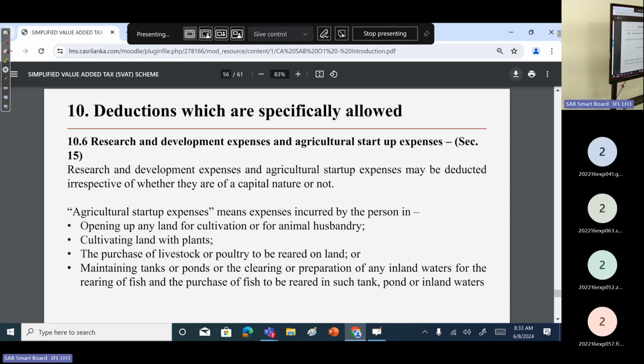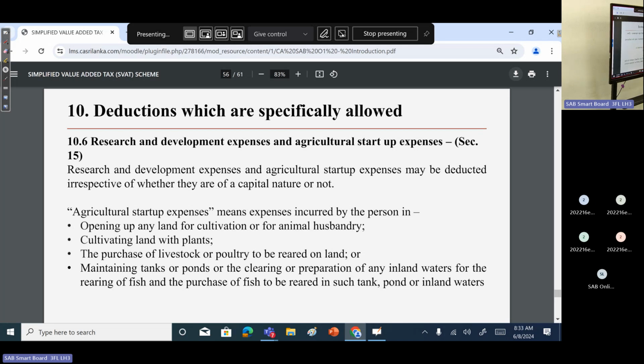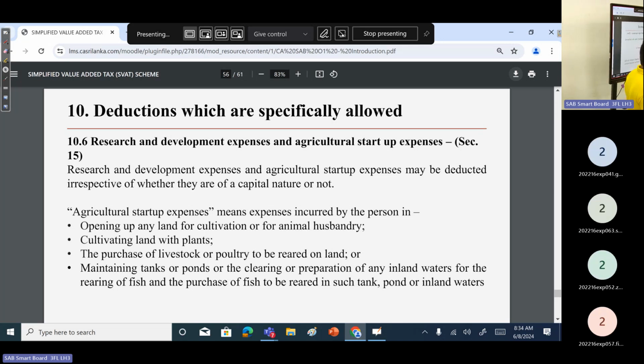So they set up the land or prepare the land for cultivation or animal husbandry. Right? So cultivating land with plants. You know that once we clear the land and set up the whole land, we have to plant the plants and thereafter look after those plants: fertilizing, weeding. So for that, that particular expenditure we can also deduct. Cultivating land with plants.